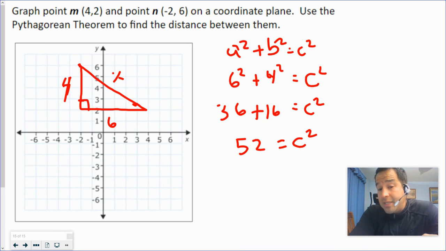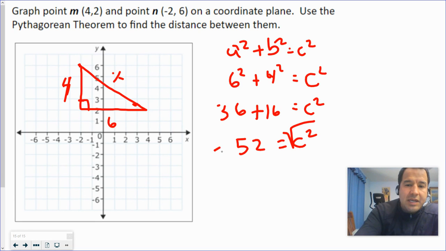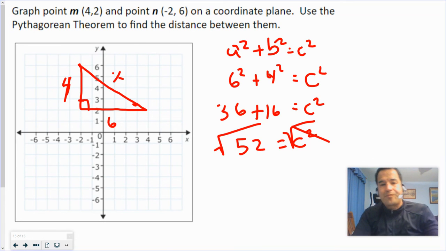Then, how do I get c alone? I get the c alone by doing the square root. And whatever I do to one side, I got to do to the other side. So those cancel out. The square root of 52. It's going to be some crazy number or some weird number, but let's try it. Square root of 52. Is it going to be rational or irrational? It's going to be an irrational number because it doesn't terminate, it doesn't repeat.